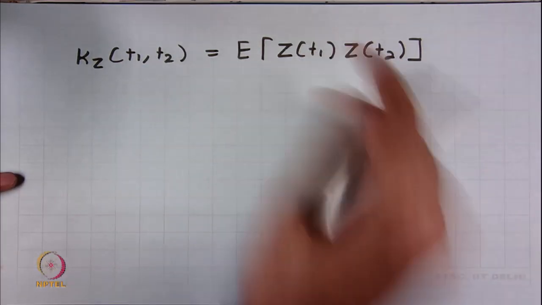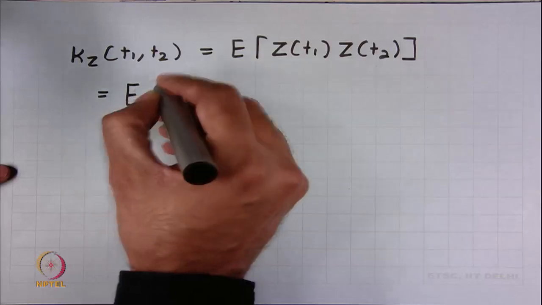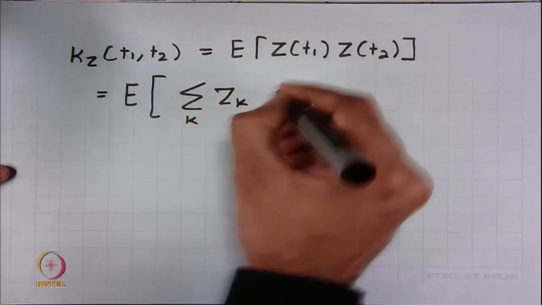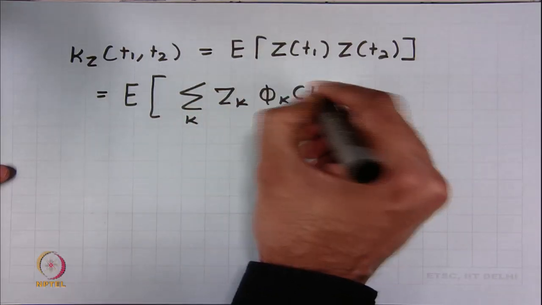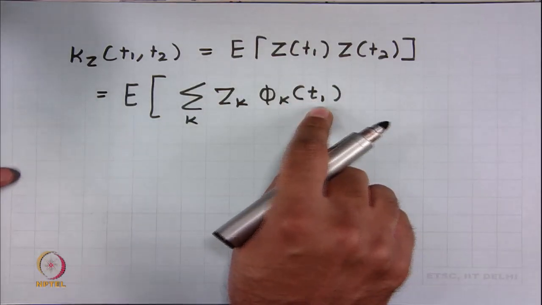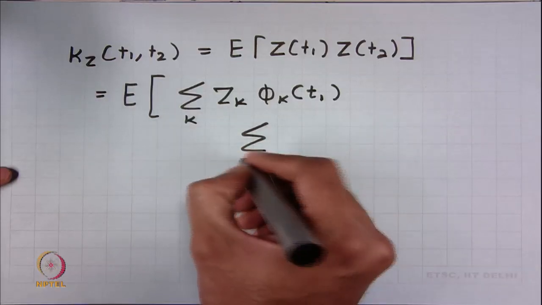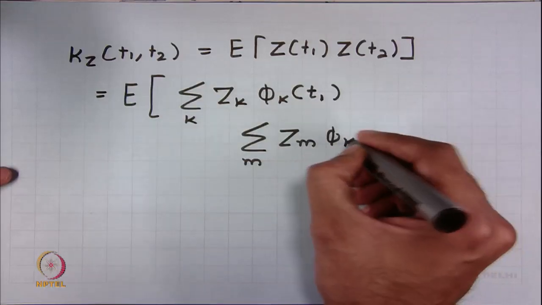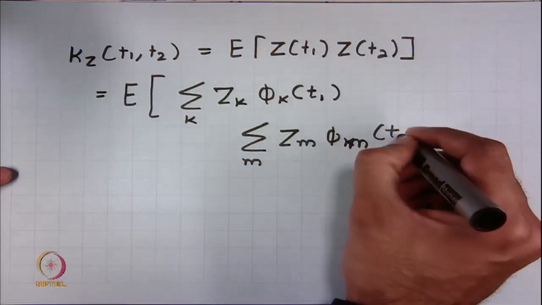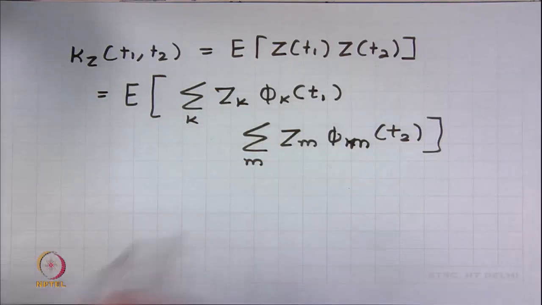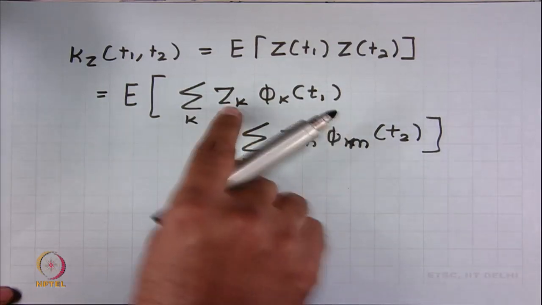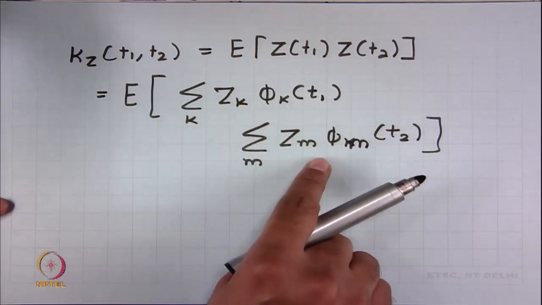Now, substituting this in this expression, we get the expected value of summation over k of z_k phi_k(t1), because we are sampling this at time t1, into summation over m of z_m phi_m(t2). Just see, why do we have a different running variable here? Because if we would have chosen k, then it would not have been possible for us to collect cross terms.